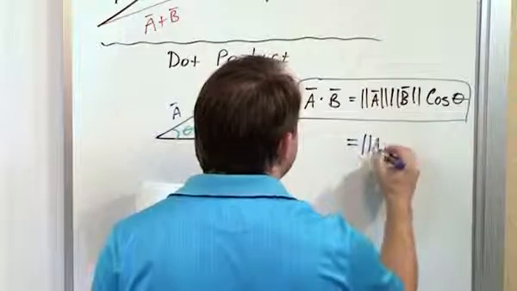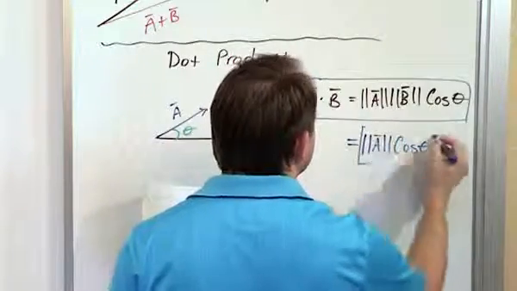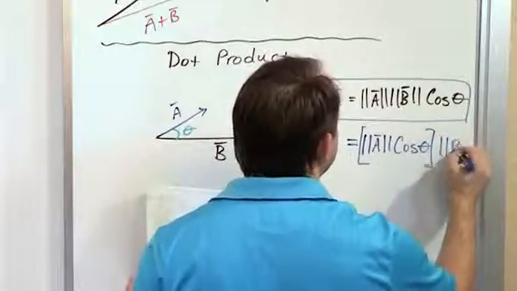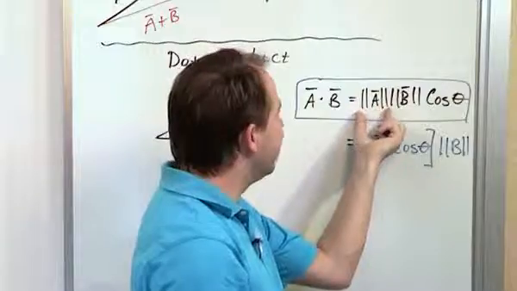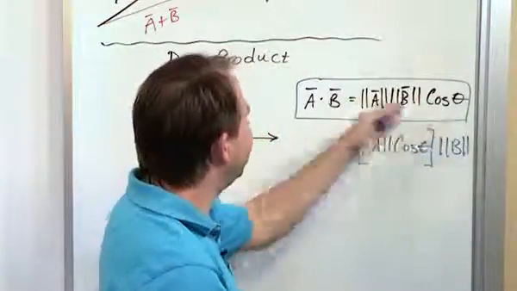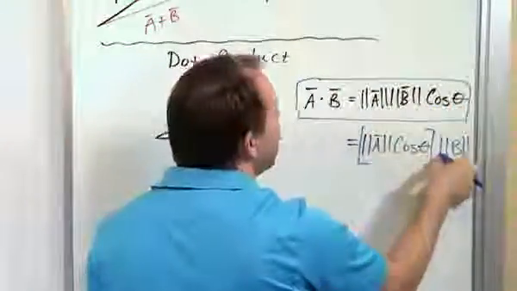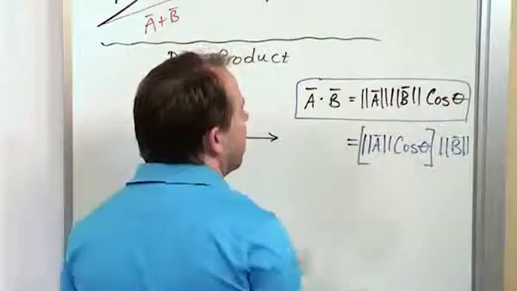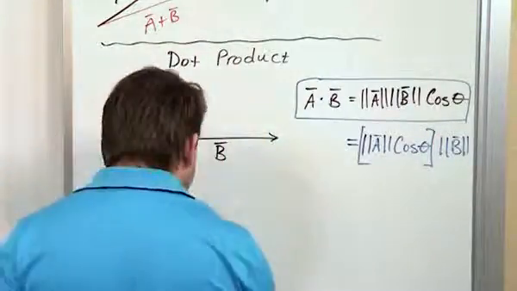You could say magnitude of A times cosine of theta times the magnitude of B. All I did was rearrange the order of the multiplication. I'm multiplying a number, magnitude A, times magnitude B, times cosine of an angle. So I can freely change the order of the multiplication. So I'm going to say magnitude of A times cosine theta times magnitude of B. All right? And the reason I'm going to do that is because I want to show you in this drawing.